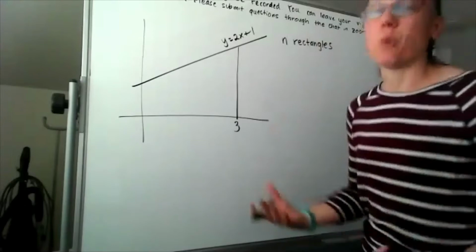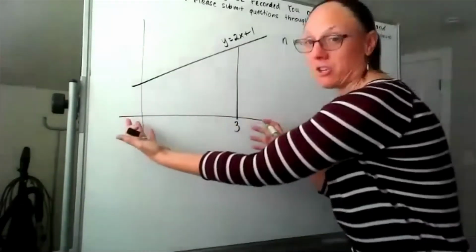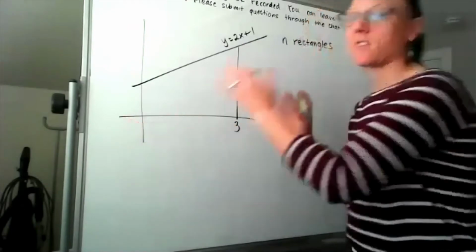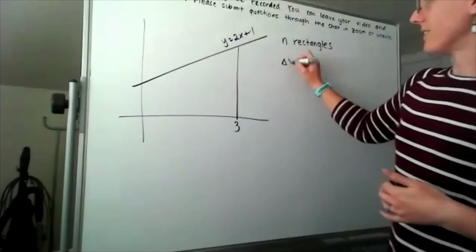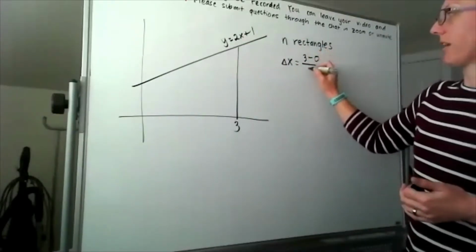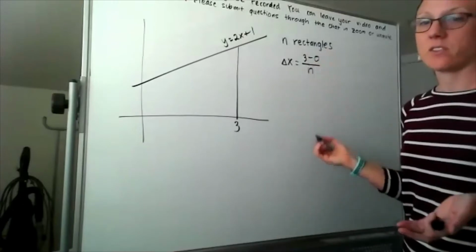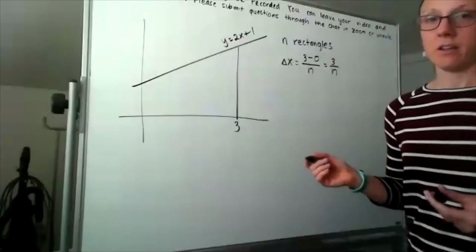So I can't really draw n rectangles in there, especially if that's going to become infinite. So I'm just going to fake it and kind of get started. So we know that my delta x is going to look like 3 minus 0 divided by n, because that's how many rectangles there are, or 3 over n.